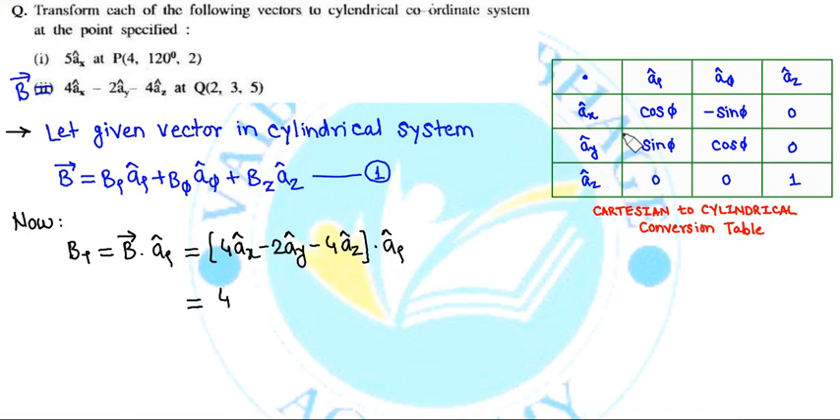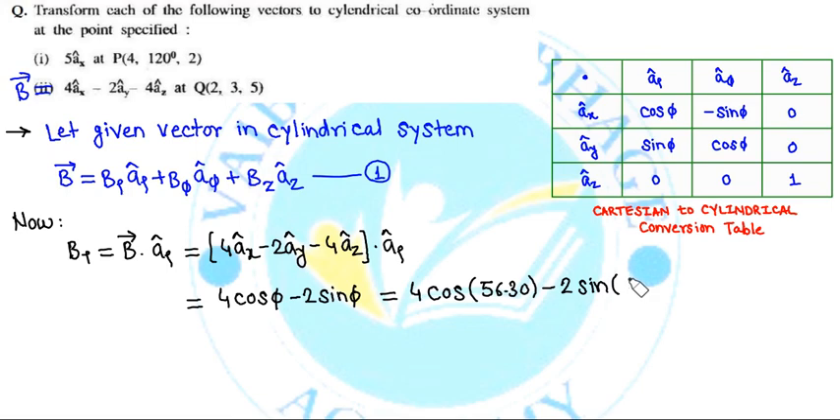Now, the dot product between a x and a rho, from the conversion table, is equal to cos of phi. Minus the dot product between a y and a rho, which is equal to sine of phi. And the dot product between a z and a rho is equal to 0, so we are not going to write that 0 value. From the previous slide you can refer to the value of phi that we found, phi equals 56.30. So put that value here: 4 cos 56.30 minus 2 sine 56.30.